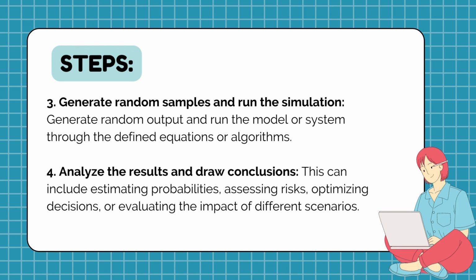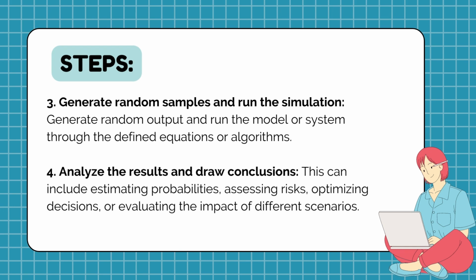Thirdly, generate random samples and run the simulation. Use a random number generator to generate a set of random samples for each uncertain input variable. The number of samples depends on the desired level of accuracy and precision. And then we will run the simulation through the defined equation or algorithm. Fourth, analyze the result and draw conclusion. This can include estimating probability, assessing risk, optimizing decision, or evaluating the impact of different scenarios.